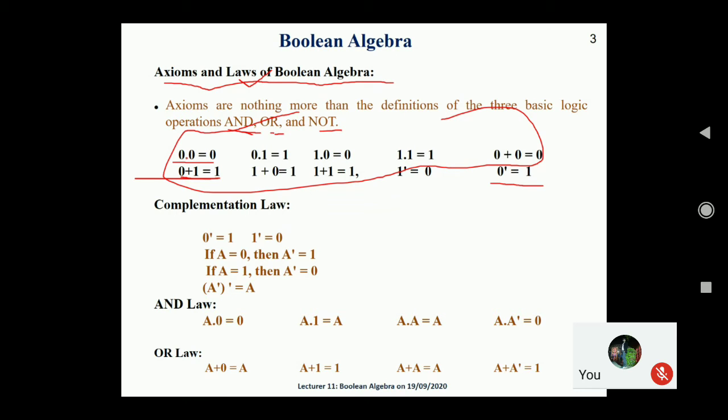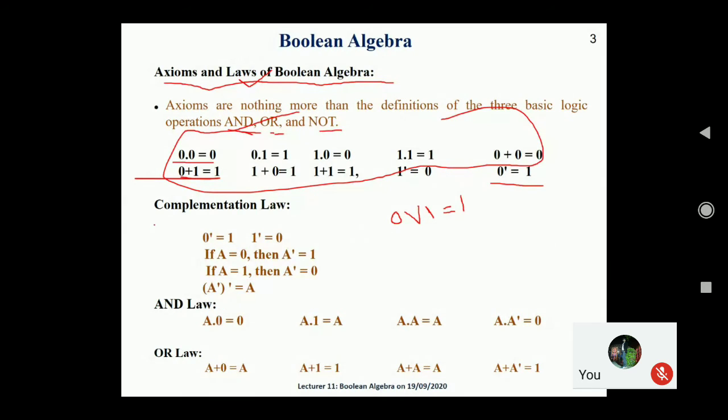0 and 0 equals 0. 0 and 1 with 1. This type of thing is very simple. And when we are using 0 or 1, some books also write 0, 1 equal to 1. This symbol is the same. So these are the examples.